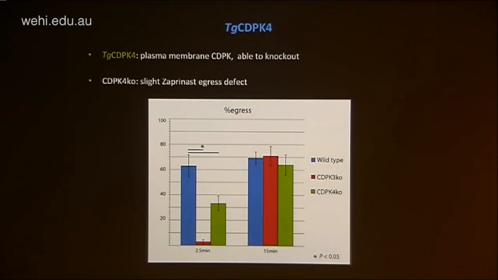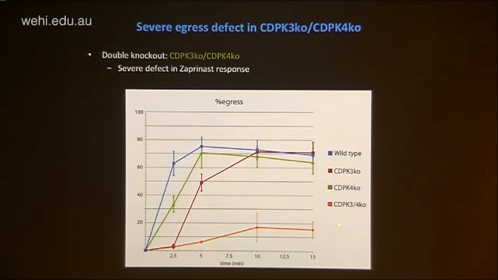However, when we now tried these zaprinast experiments on it, we saw that these CDPK4 knockout parasites had a kind of halfway defect. At this early time point, the CDPK4 knockout parasites are kind of half as efficient as the wild-type parasites, although they do also eventually catch up. So the obvious question is, what happens if you make a CDPK3/4 double knockout parasite? And if you do that, then you see parasites are completely kaput. They can't respond to the zaprinast stimulus at all.